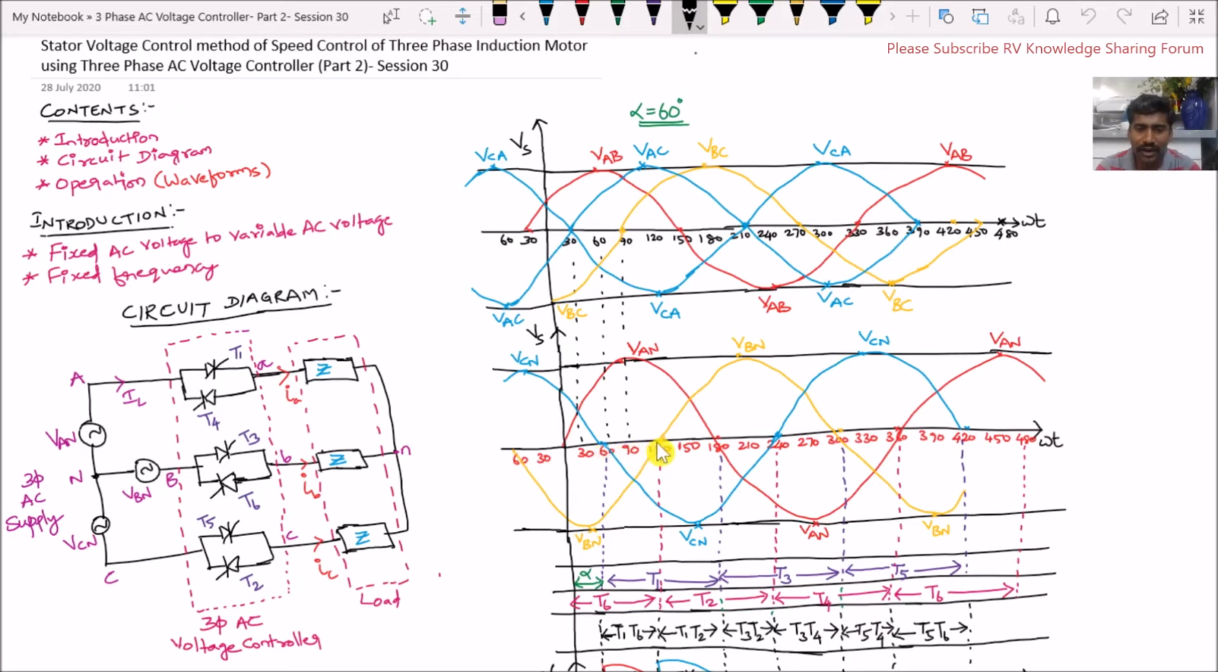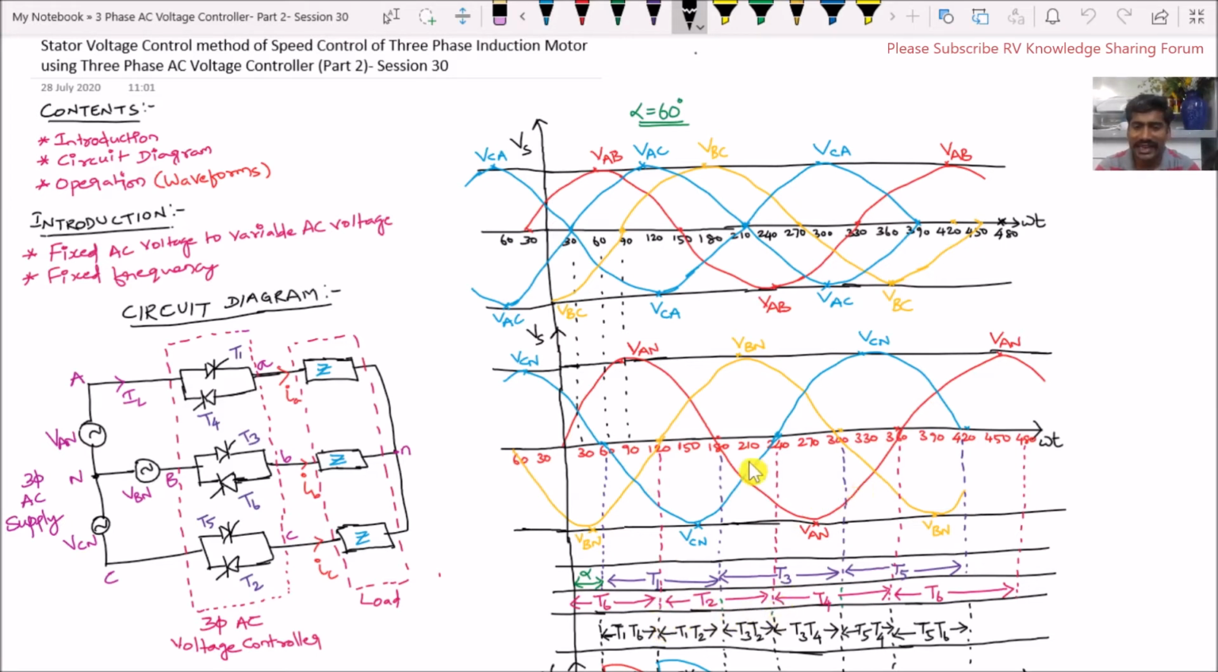That means at an angle of 120 degrees, the thyristor which is connected to the negative half cycle of VCN comes into conduction. As we discussed earlier, the negative half cycle of VCN is connected to the thyristor T2. Therefore, at 120 degrees, T2 comes into conduction. Each thyristor conducts for 120 degrees, so 120 plus 120 becomes 240. Therefore, thyristor T2 conducts from 120 degrees to 240 degrees.